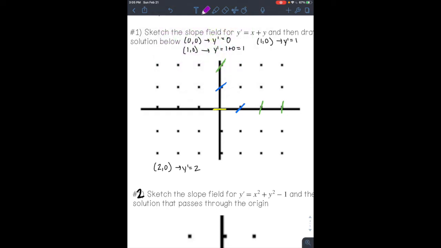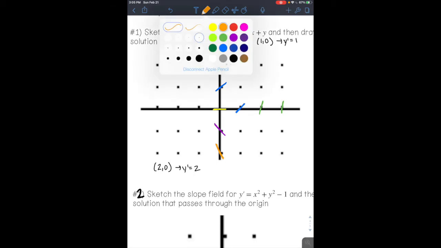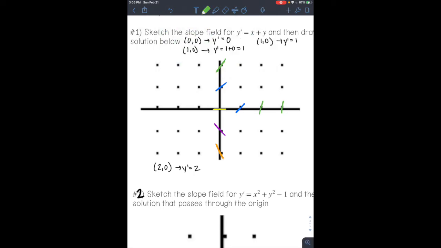Okay. If I go down the y-axis now to 0, negative 1, I get a slope of negative 1. And then 0, negative 2, I get a slope of negative 2. Okay, and then we're just going to keep going. I'm just going to start drawing some lines.